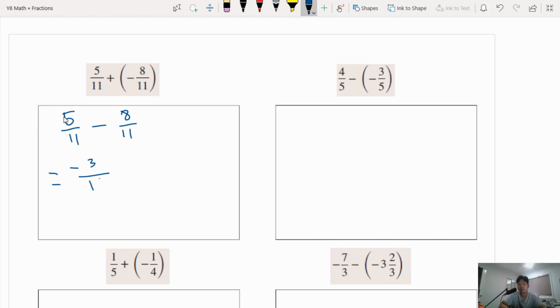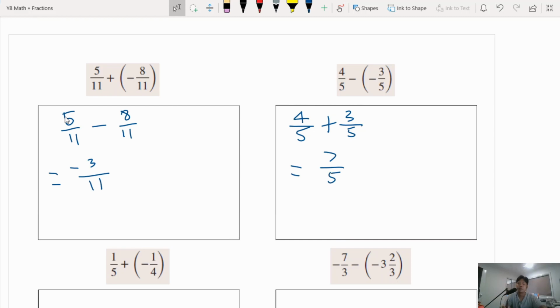And our denominator stays the same, so that will be our final answer. And the next question here, remember, two negatives next to each other side by side becomes one positive. So 4/5 plus 3/5 is what we would end up with. So 4 plus 3 is 7, and our denominator stays the same.